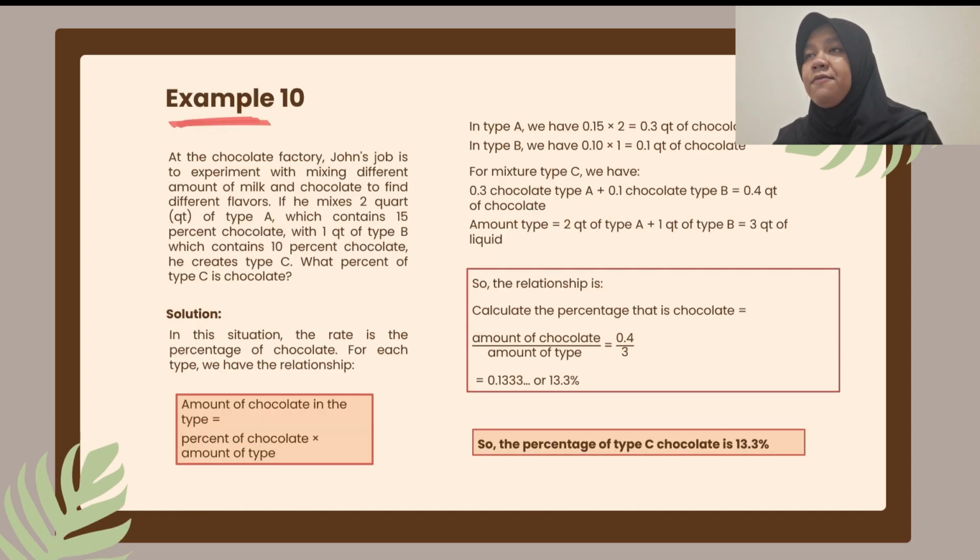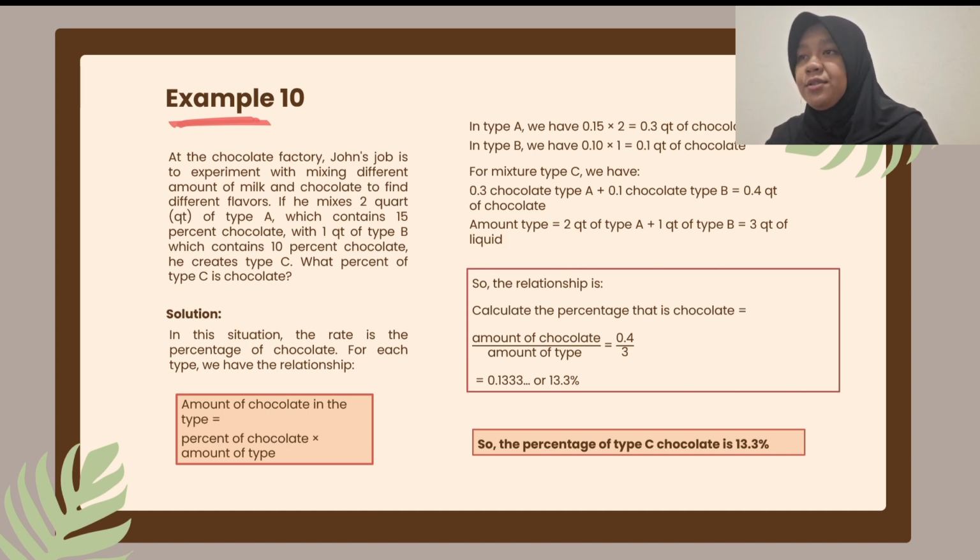Okay, last we have example 10. This is the question. At the chocolate factory, John's job is to experiment with mixing different amounts of milk and chocolate to find different flavors. If he mixed 2 quarts of type A, which contains 15% chocolate, with 1 quart of type B, which contains 10% chocolate, he creates type C. What percent of type C is chocolate? Okay, this is the solution.